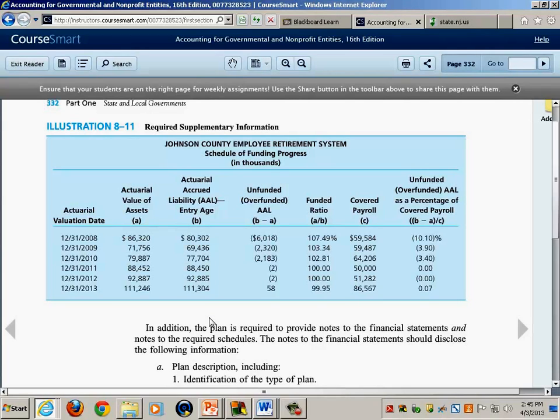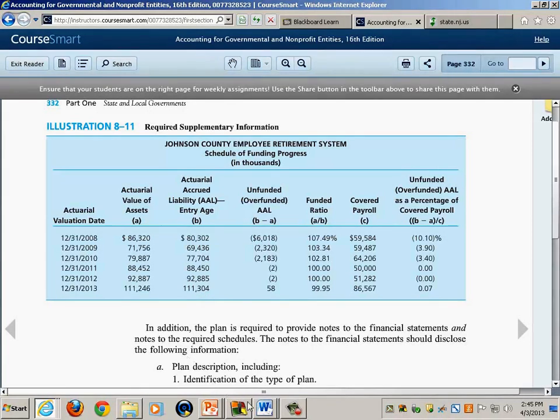Okay, yeah. Because you know what? It's a good question. Why is it showing? Because it's not normal in pension plans to be overfunded. They're mostly underfunded. Excellent question.